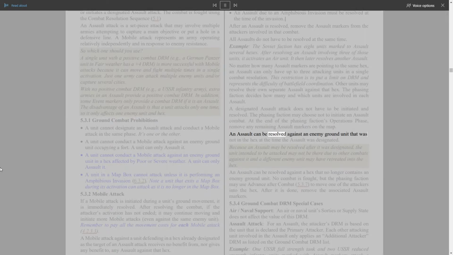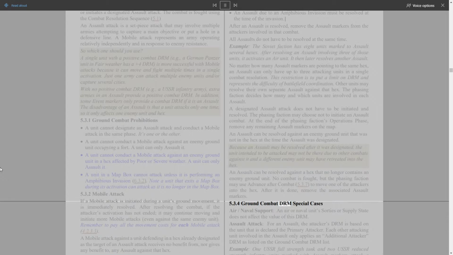An assault can be resolved against an enemy ground unit that was not in the hex at the time the assault was designated. Because an assault may be resolved after it was designated, the unit intended to be attacked may not be there due to other combats against it, and a different enemy unit may have retreated into the hex. An assault can be resolved against a hex that no longer contains an enemy ground unit. No combat is fought, but the phasing faction may use advance after combat 5.3.7 to move one of the attackers into the hex. After it is done, remove the associated assault markers.